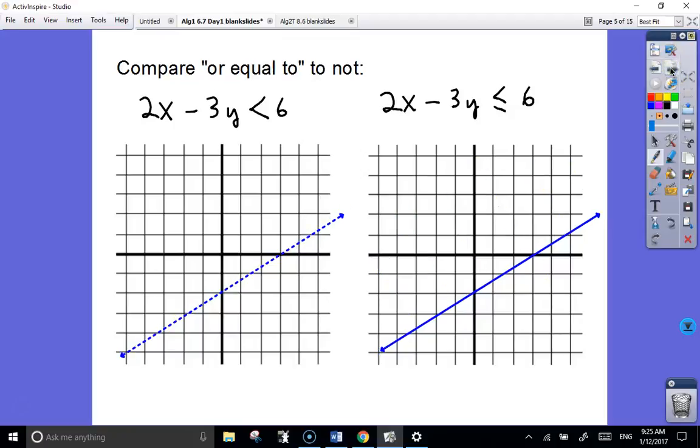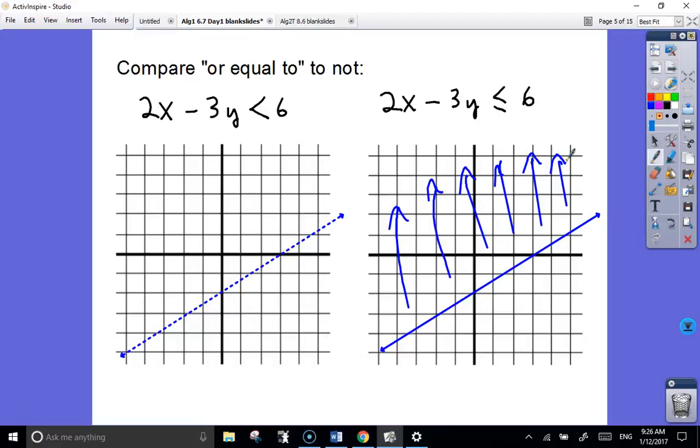Okay, now the difference between this one, which is the same one we just graphed on the last page, and the one on the left is, right, this one is not or equal to, right? So how does that change the graph? That means we're going to make the line a dashed line, right?